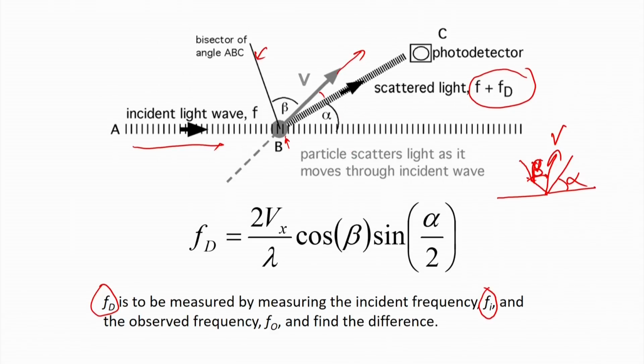Now, if the object is moving at a velocity v, we define an angle beta, which is nothing but the bisector of the angle ABC. It means the light incident on the observer, the photodetector, that is the angle. So, that is beta, and this is alpha, then FD is given as 2 Vx upon lambda cos beta into sin alpha by 2. So, in that way you can give this.